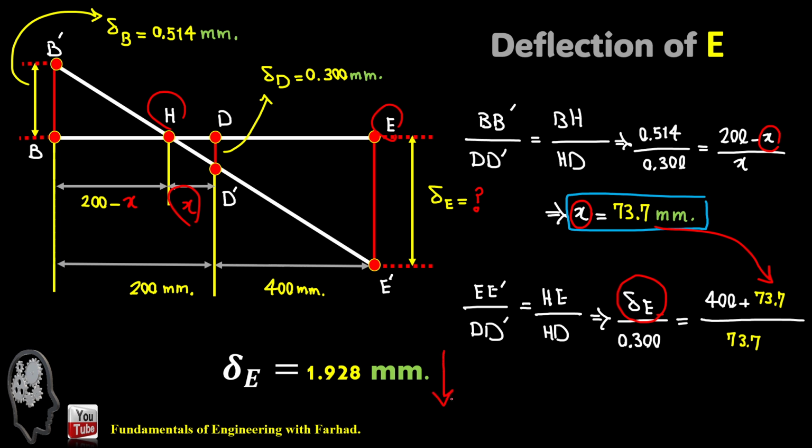So in such a problem, you need to solve the equilibrium equation to get the forces, and then just come to the relation of displacement to get the deflection of each pin or member.